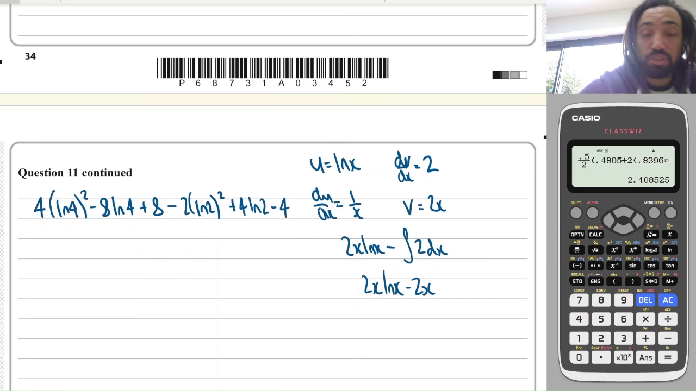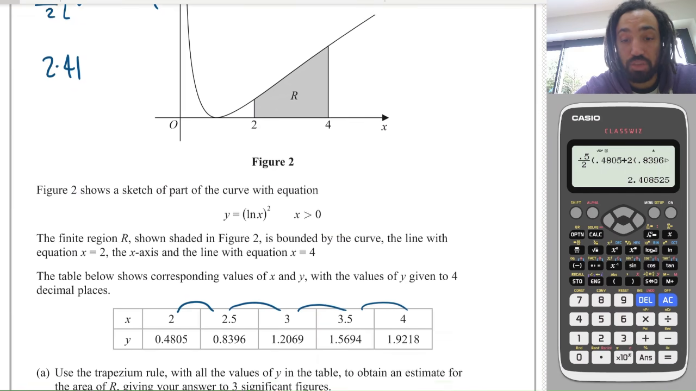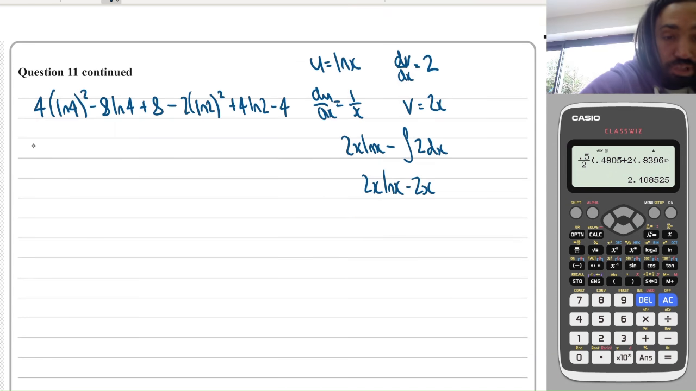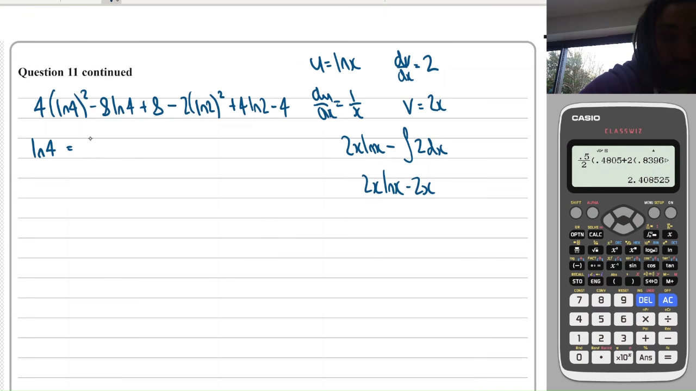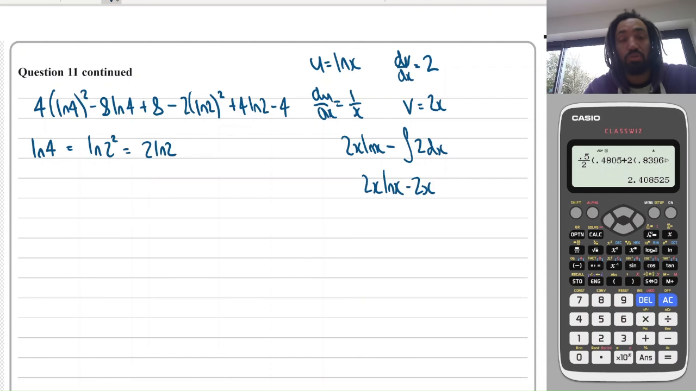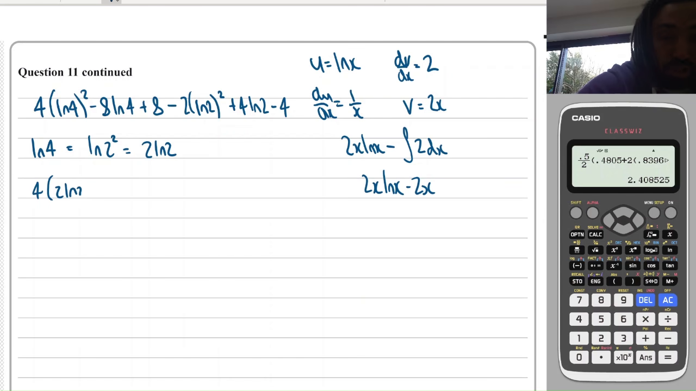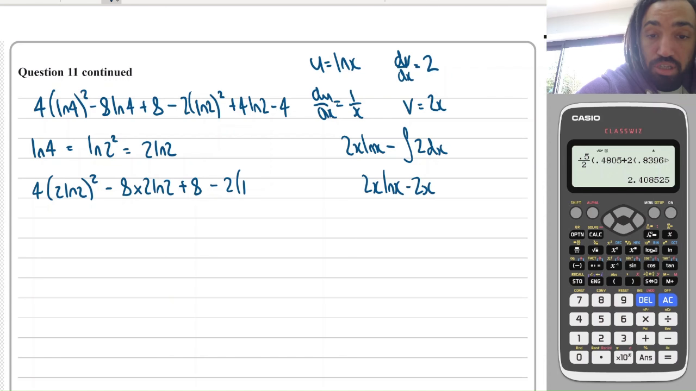Okay, now because if I look at the answer, it wants it in terms of ln 2's only. So I need to get rid of these ln 4. So I'm going to do a substitution. ln 4 is equal to ln 2 squared, which is 2 ln 2. So let's replace all the ln 4's with 2 ln 2's. So I'm going to get 4 lots of 2 ln 2 squared, I'm going to get 8 times 2 ln 2, I'm going to get plus 8, I'm going to get minus 2 ln 2 squared plus 4 ln 2 minus 4.